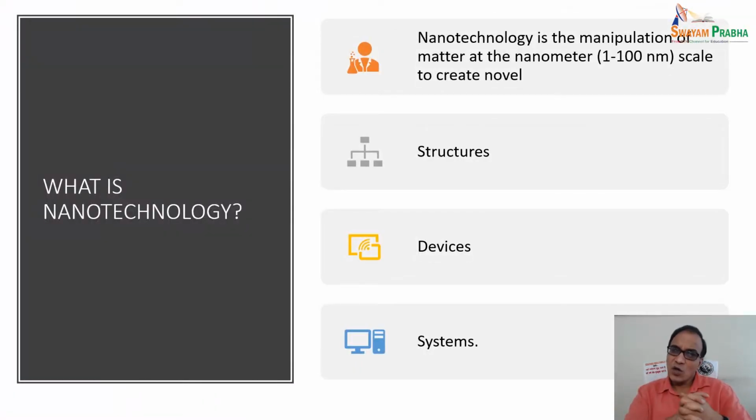What is nanotechnology? Actually, this is the manipulation of matter at the nanometer scale, 1 to 100 nanometers, to create novel structures, novel devices, and novel systems. Three things: novel structures, novel devices, and novel systems.